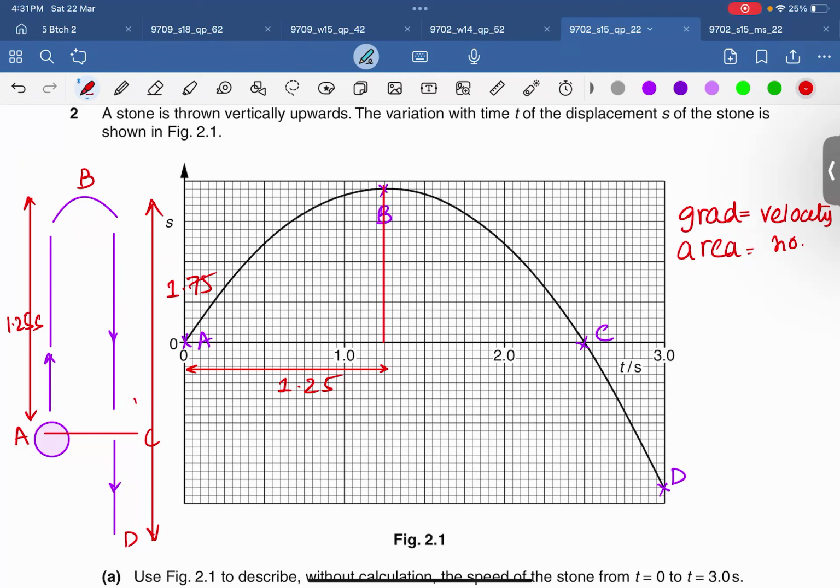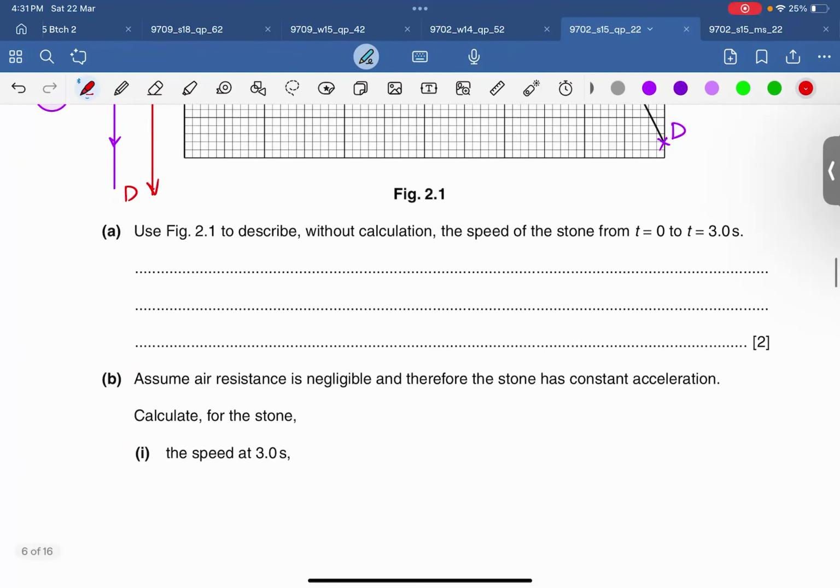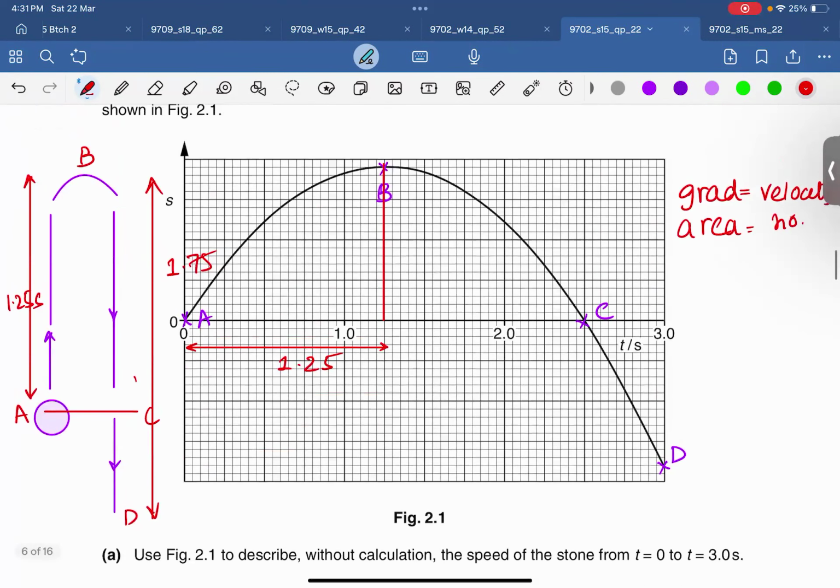अच्छा जी, चलो. आ जाओ भाई. चलें अब ये कर लो भाई, जल्दी जल्दी करते हैं. Use figure 2.1 to describe without calculation the speed of the stone from time 0 to time 3 seconds. ओके, सो प्लीज कीप इन माइंड कि स्पीड जो है वो ग्रेडियंट से बदल रही है. यस, क्या कहोगे आप?